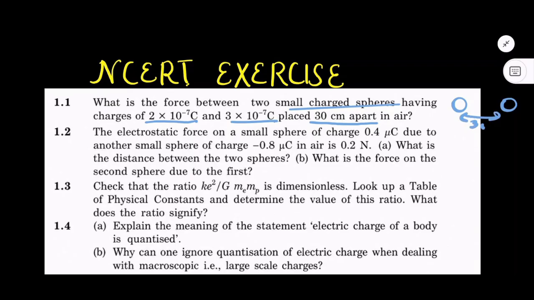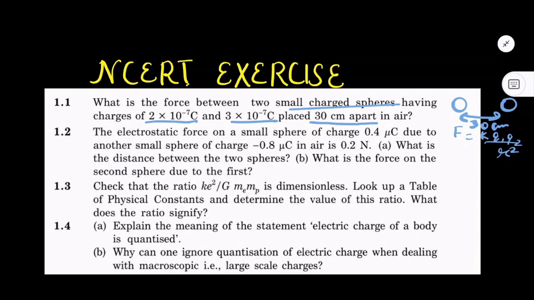So I have told you that if the charge separation is comparably large, the force which will be applying will be for the point charges, that is Coulomb's law. Okay, so Coulomb's law states that force is equal to k q1 q2 upon r square, right? So you will be substituting the value of k, that is 9 into 10 raised to power 9, and q1 q2 value you can write from here, and distance also you are given. So you can solve this question, try it by yourself.